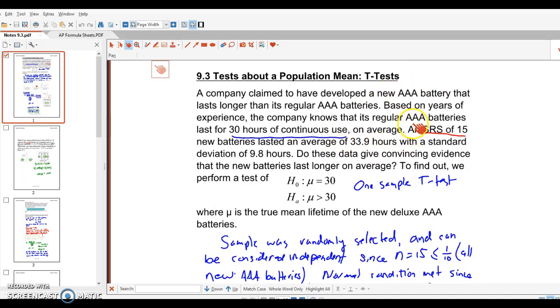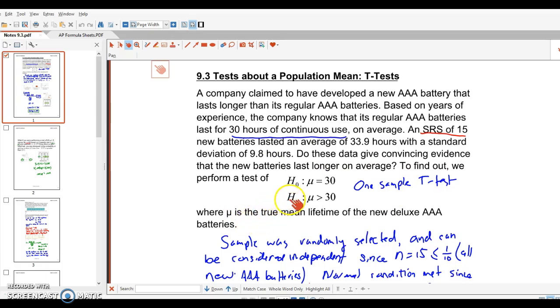So an example, first example, a company has decided to develop a new AAA battery that's supposed to last longer than previous batteries, which last 30 hours of continuous use. We're going to sample 15 new batteries. On average, they lasted 33.9 hours, so it is higher than the overall average, but is it higher enough to say that this type of battery is better? The standard deviation of those 15 batteries is 9.8 hours. So we're going to set up our test.